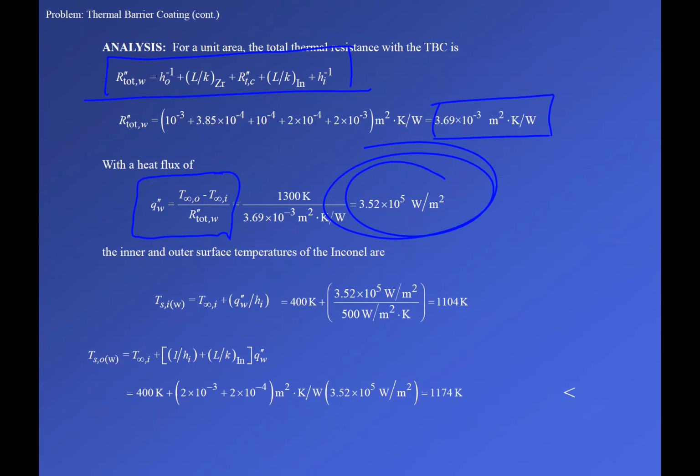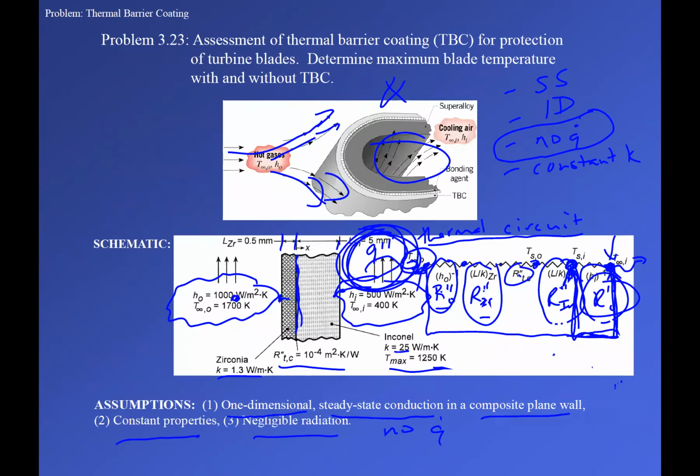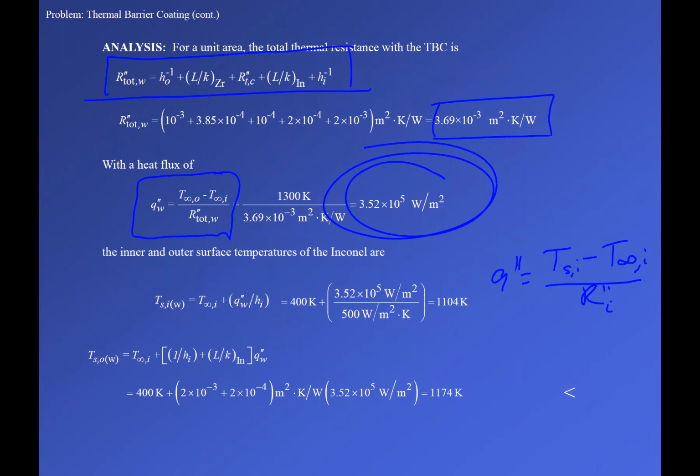The delta T that I showed you here is across, and then it's that resistance across it. So plug that in, we know this, this, and this, so the only unknown is the temperature of the surface. So we get the inner surface of the Inconel's temperature.